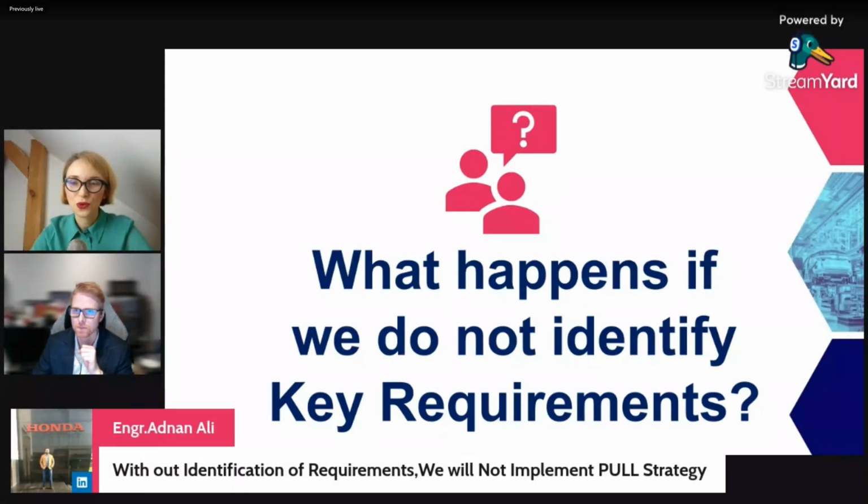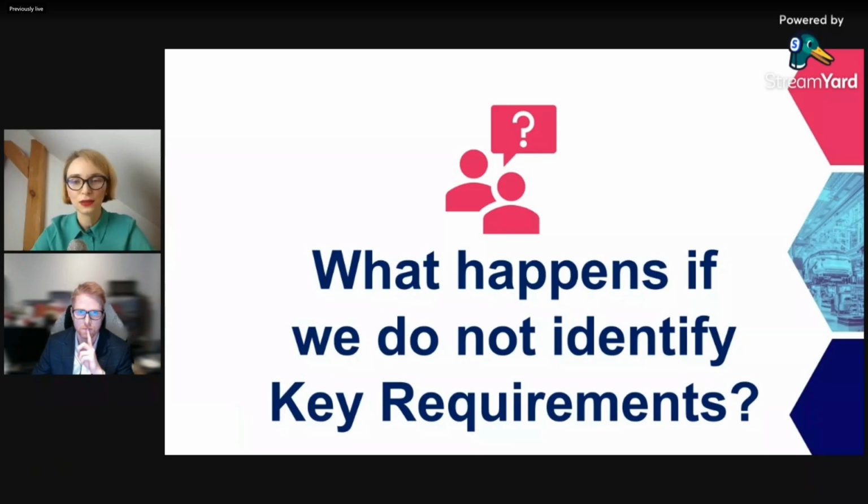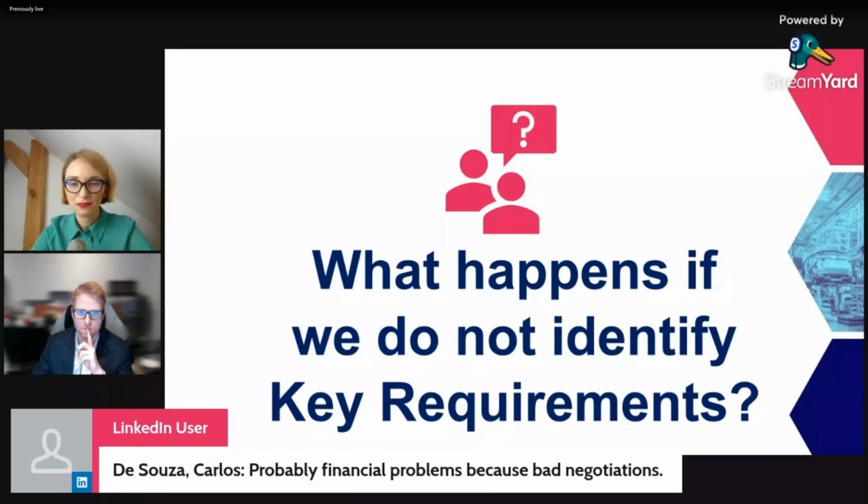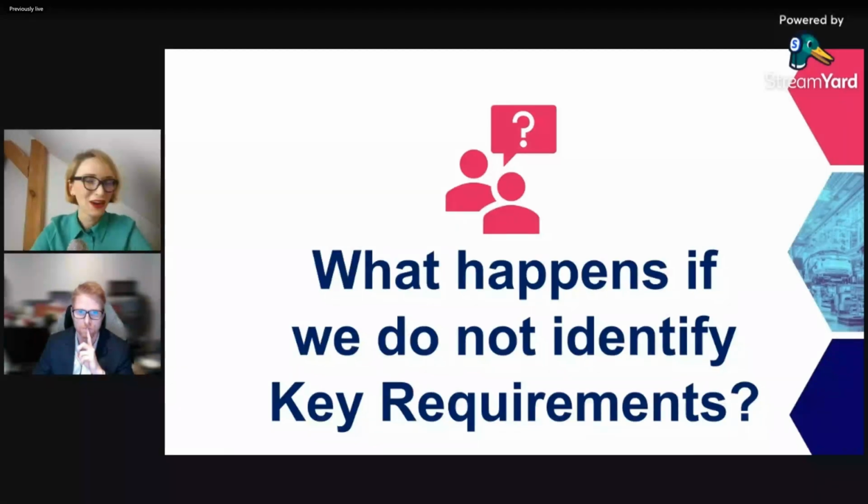Without identification of requirements, we will not implement pull strategy. Pull strategy, okay, for the process, if we are designing the process, I think this was meant. And here the comment, probably financial problems because of bad negotiations. We're not going this direction, okay? I know that this is a really difficult topic.